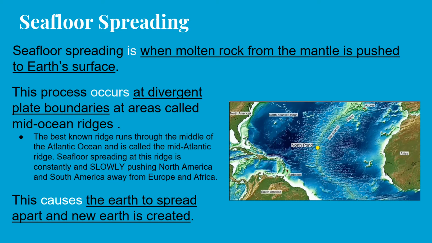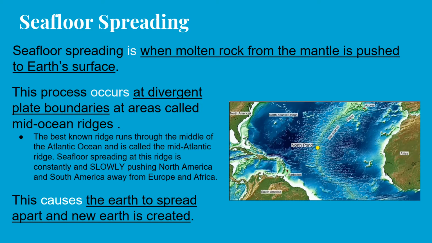And the reason we call that a mid-ocean ridge is because as the molten rock rises from the mantle, it's going to get cooler. So when it reaches the surface, it's going to cool off, it's going to get hardened, so it's going to become that mid-ocean ridge, much like a small mountain. The best known ridge is the one that runs through the middle of the Atlantic Ocean, and it's called the Mid-Atlantic Ridge. And it's because of the seafloor spreading.